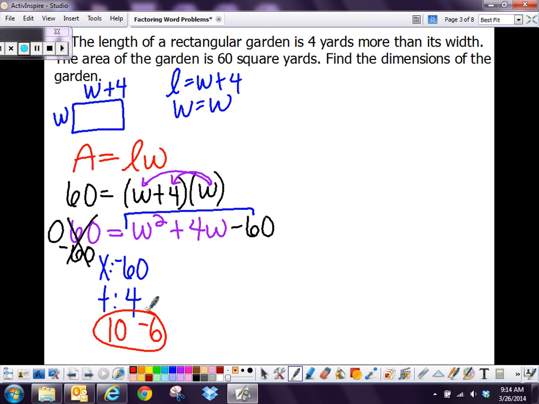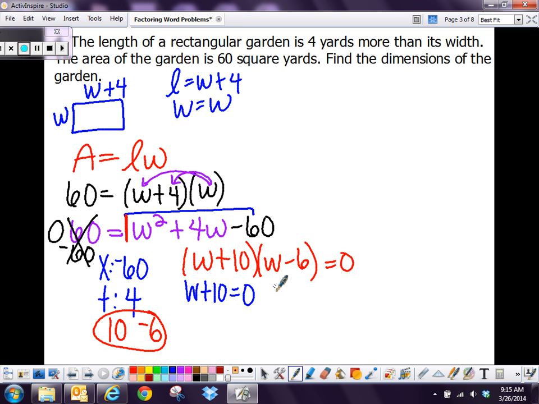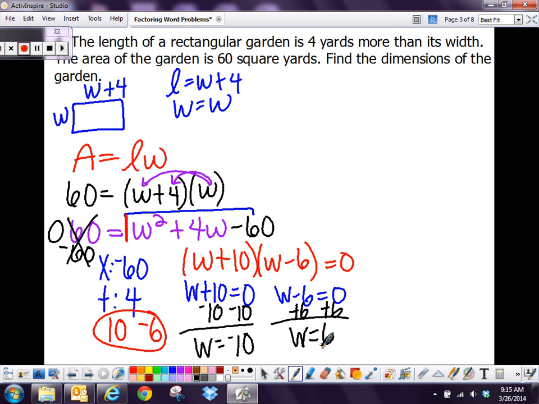So those are the two factors that we want. Okay, now since A is just equal to 1, we can go ahead and break this up into a W plus 10 and a W minus 6, and all of that is still equal to 0. Okay, so I'm going to take each one, set it equal to 0, and then I'm going to solve each one of these. So subtract 10. So one of our solutions is negative 10. Add 6. And our other solution is W equals 6.